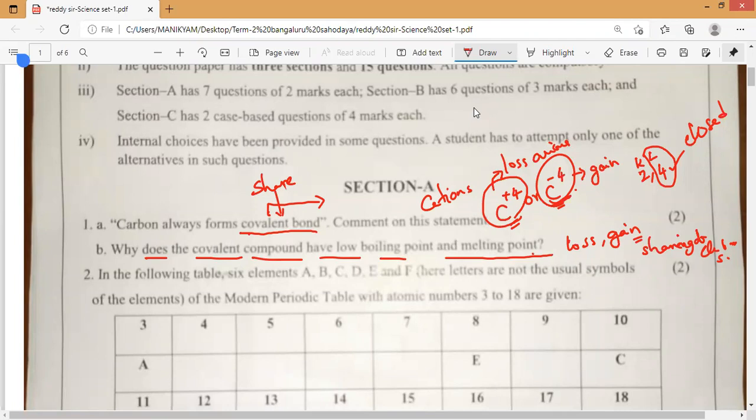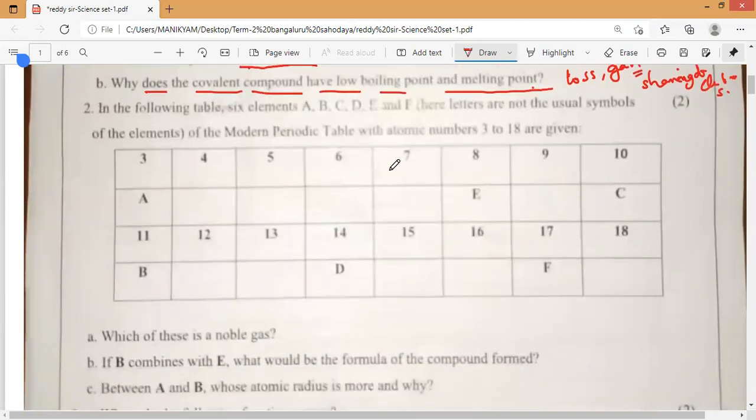When the MP and BP are higher, only the compounds formed by donating or receiving electrons show it. With sharing, they form a weaker intermolecular force of attraction, so we can easily separate them. That is the reason they have a low melting point and boiling point. That is what you have to write. Next, first question. Have you understood, everybody? If you understand, second question.